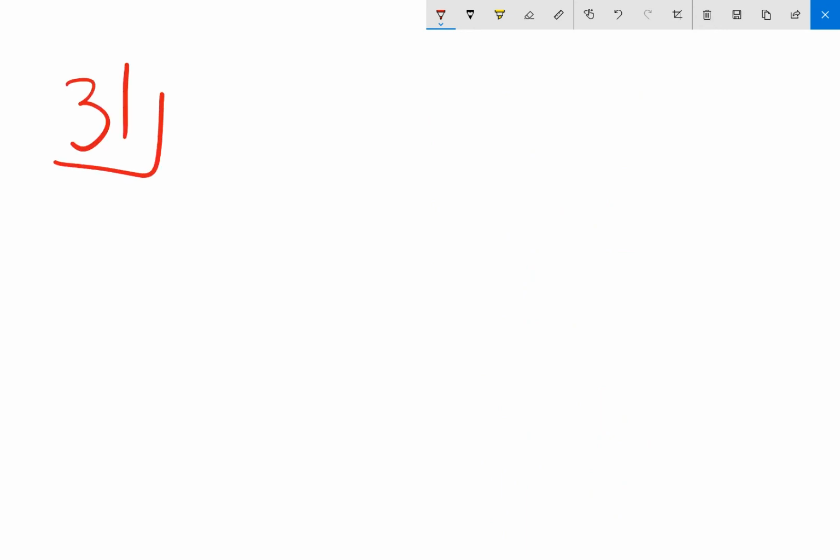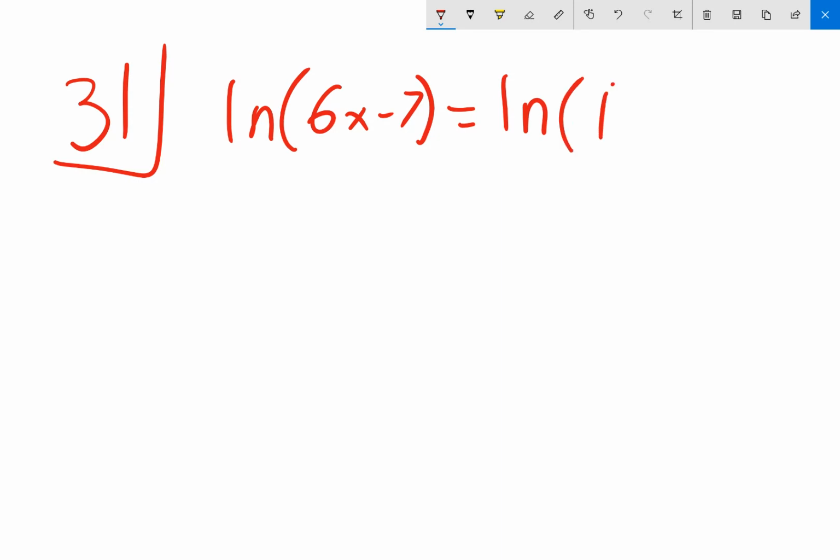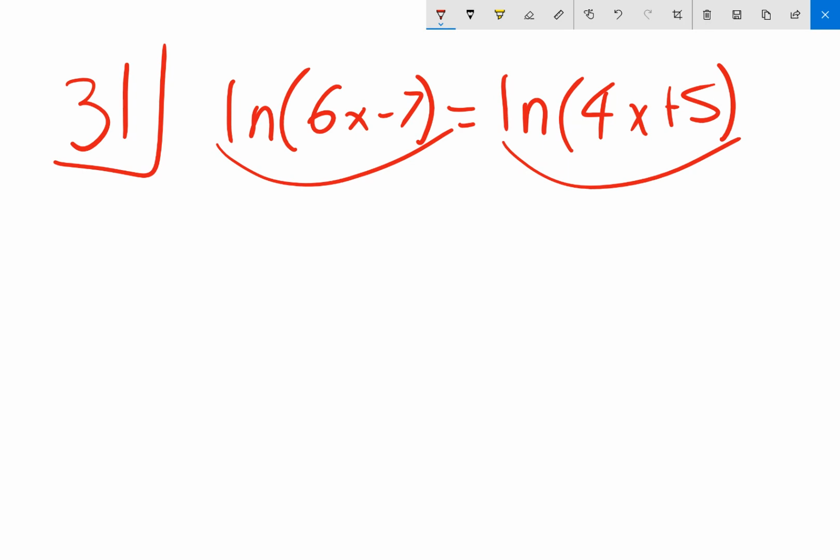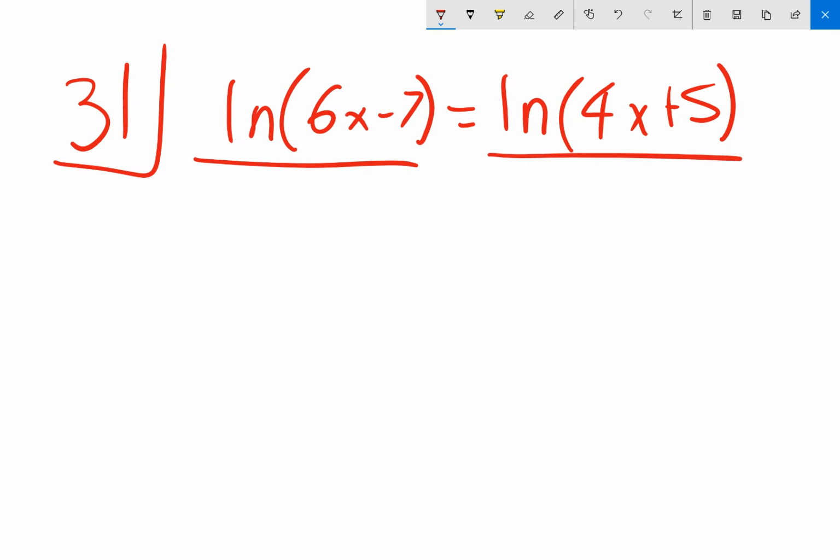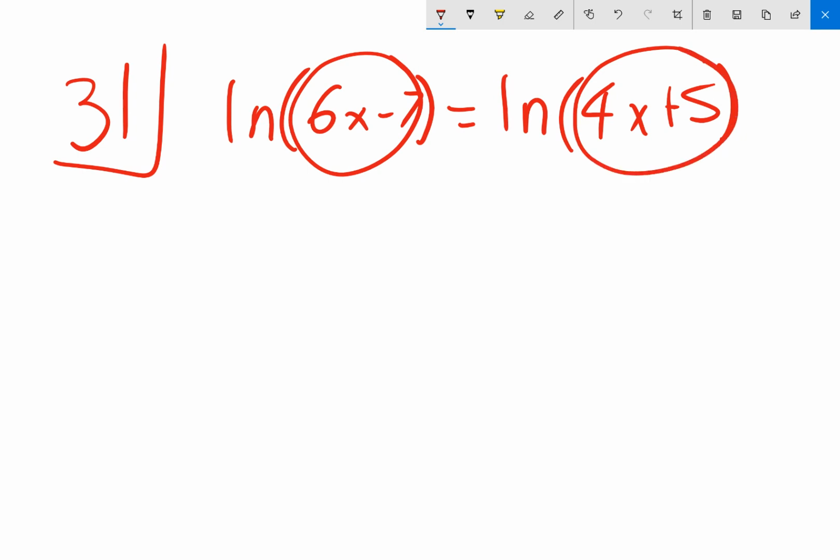Number 31, we have the natural log of 6x minus 7 equal to the natural log of 4x plus 5. This is almost identical to number 21. So you have a plain log on the left, a plain log on the right, no other funny business going on. So that must mean that this log on the left is equal to this log on the right, which must mean that whatever's inside this log must be the same as whatever's inside this log. So if that's the natural log of 12, then this also has to equal the natural log of 12.